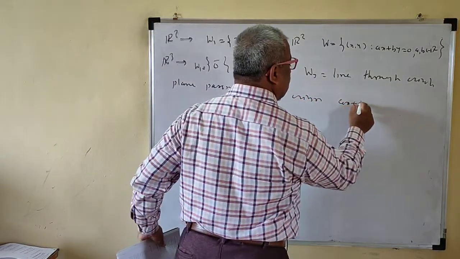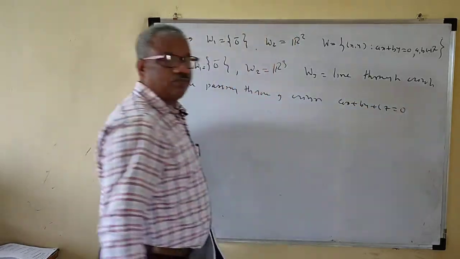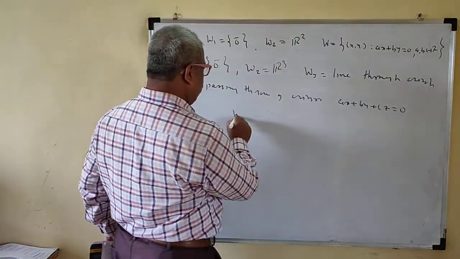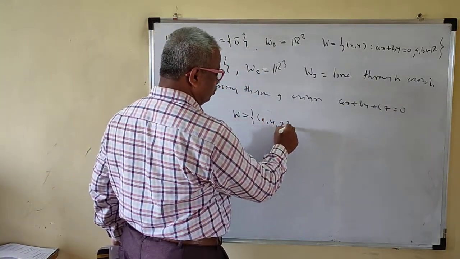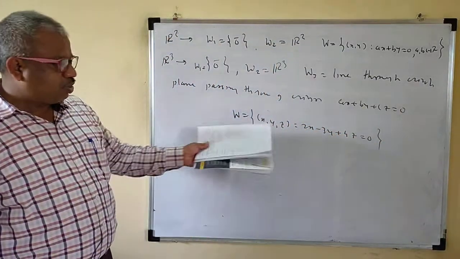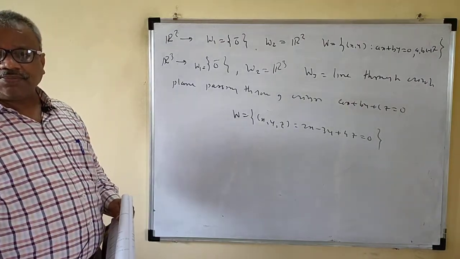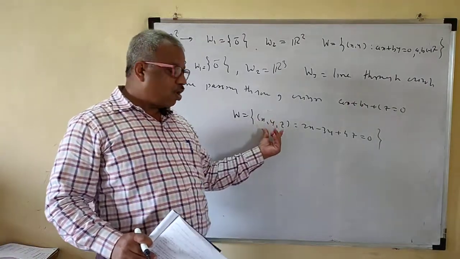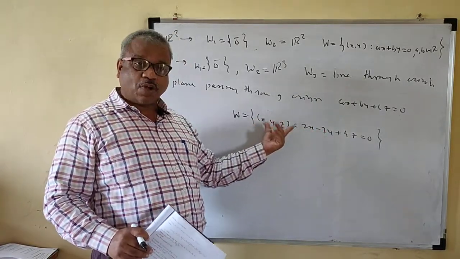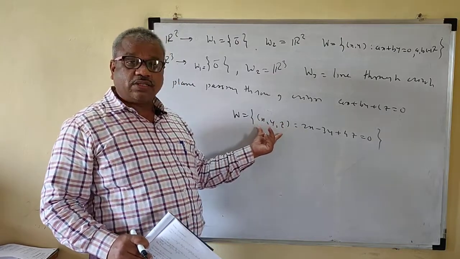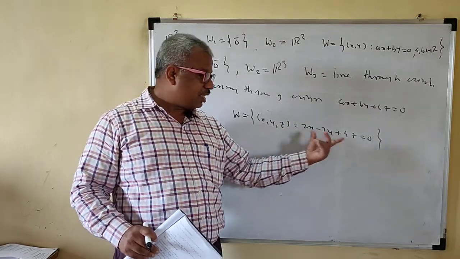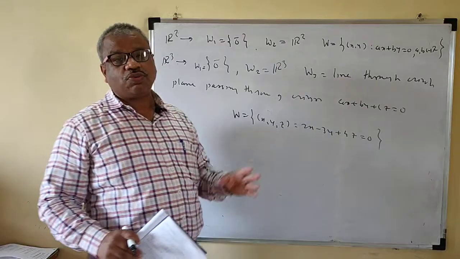Plane passing through origin means what? ax + by + cz = 0, any type of this equation. Suppose W is equal to {(x, y, z)} such that 2x - 3y + 4z = 0. This W is a subset of R3, because not all x, y, z are there, only those x, y, z which satisfy this condition will be in your W. The condition is 2x - 3y + 4z = 0. So this will be a vector space.